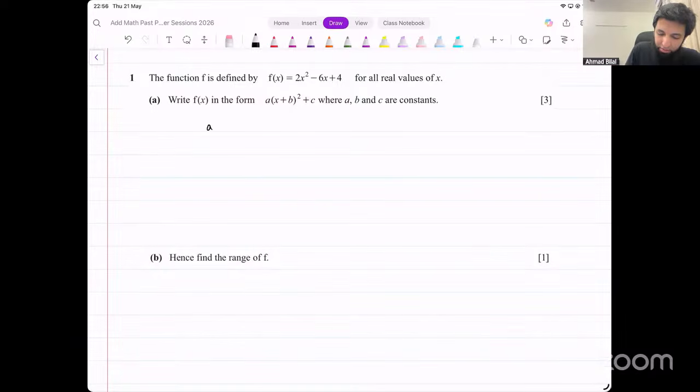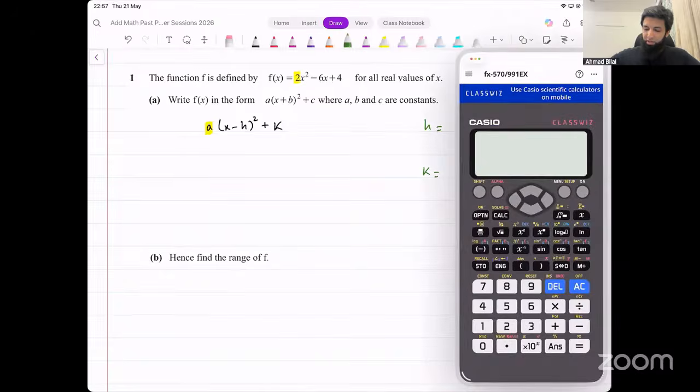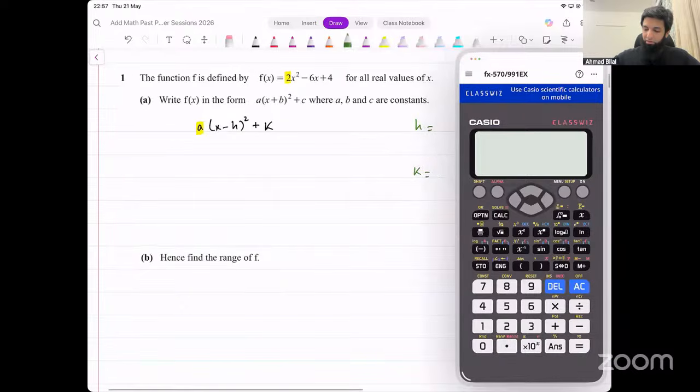Remember, the standard completed square form is this: a into x minus h whole square plus k. A is the same number as the coefficient of x squared here. H and k are the coordinates of the turning point. It's a quadratic function, right? You can find those coordinates directly from your calculator. It's a calculator paper. You're allowed to use a calculator. You can just input that function in your calculator to get the turning point.